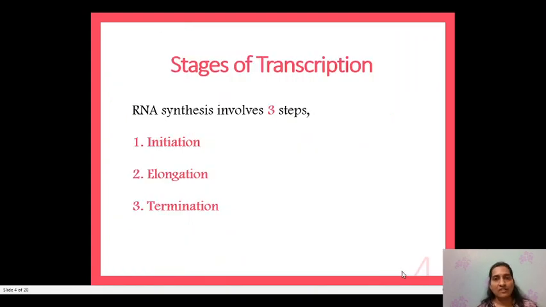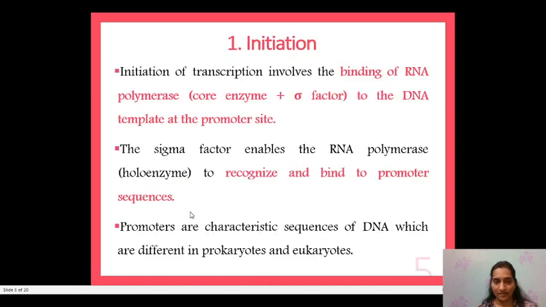When you come to the stages of transcription, it has three important stages, that is initiation, elongation and termination. In the stage of initiation, the RNA polymerase with the sigma factor binds to the promoter region in the template. The sigma factor in the RNA polymerase helps in the recognition of the promoter sequence where the RNA polymerase binds to it. The promoter sequences were found to vary in prokaryotes and eukaryotes.